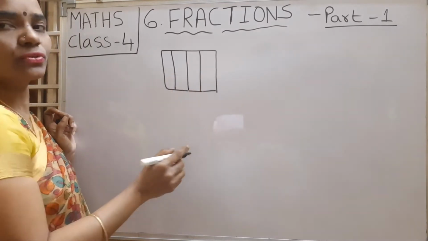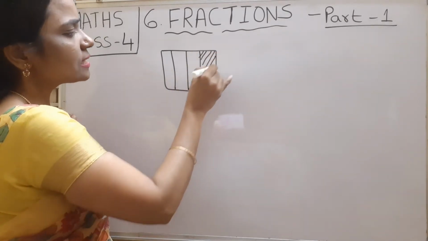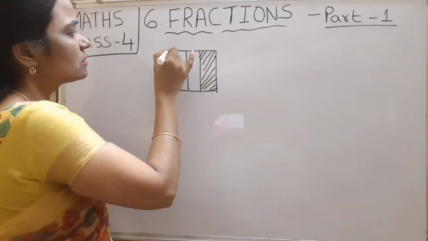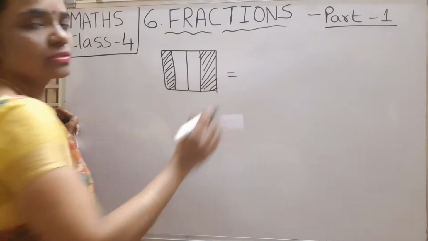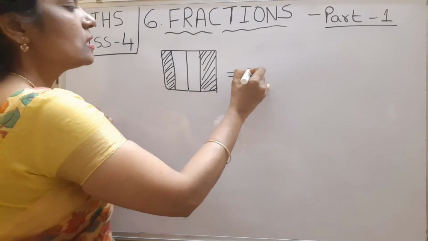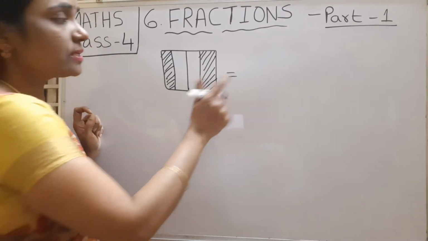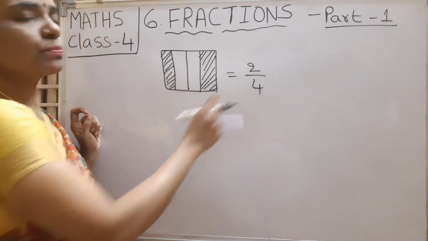One, two, three, four. Total there are 4 equal parts. Out of 4, how many are colored? 1. So out of 4 equal parts, how many are colored? Only 2 are colored. So what is the fraction for the given shaded shape? 2 by 4. Out of 4, only 2 parts are shaded.